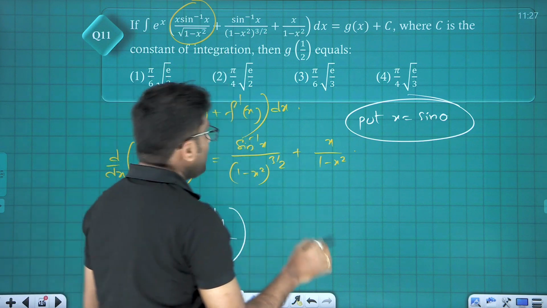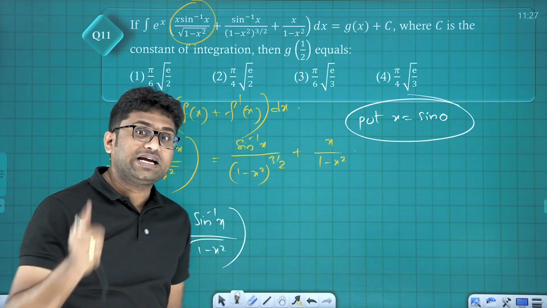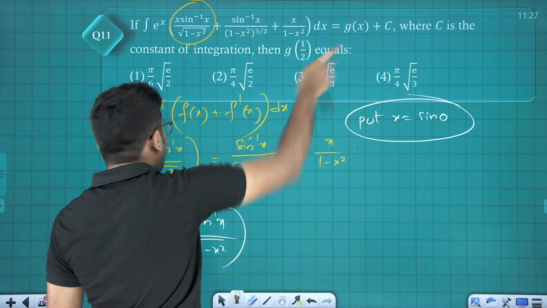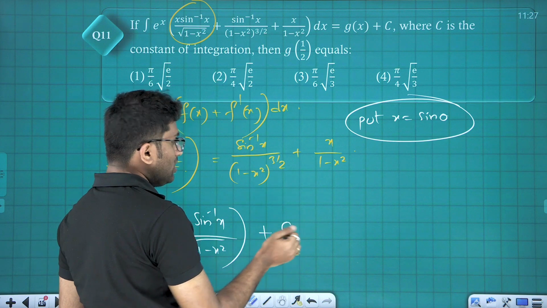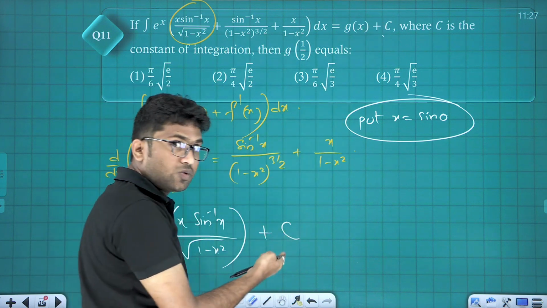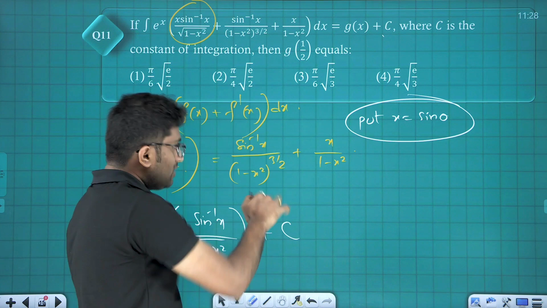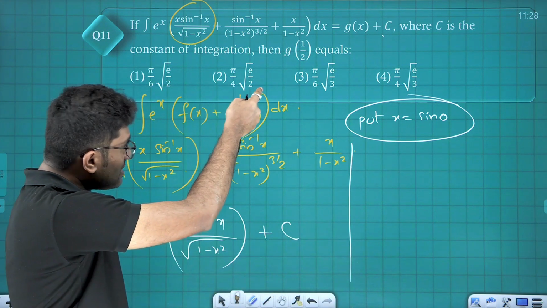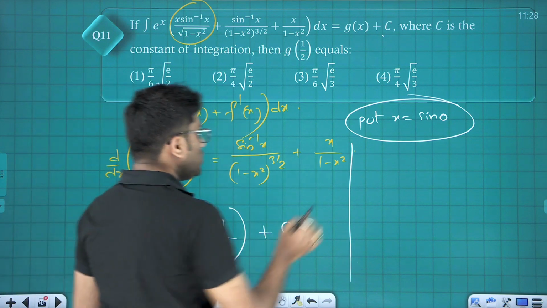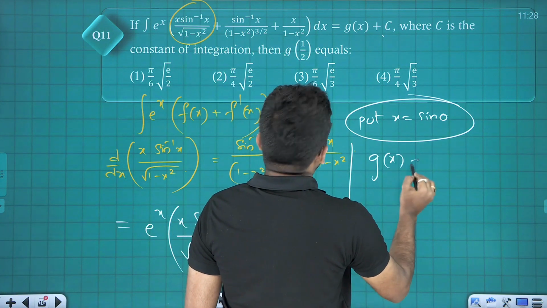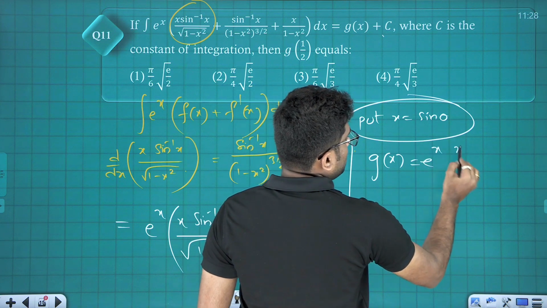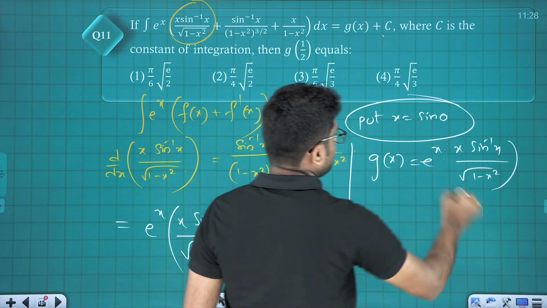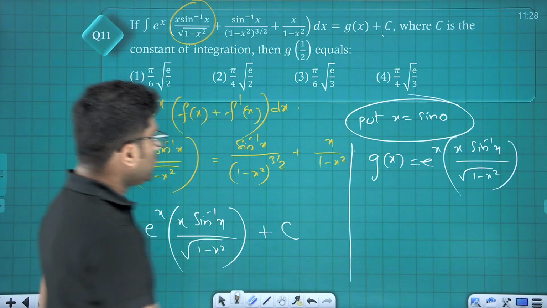Plus c. See guys, plus c. Actually, we can't get any direct exact function in this. You can't say g of x is equal to this directly, because this c might not be equal to that c. But at an instance we are equating. At some instance, if this c is equal to this c, then what will g of x be now? So g of x will be equal to e power x into x sin inverse x divided by root over 1 minus x square. We need g of 1 by 2.